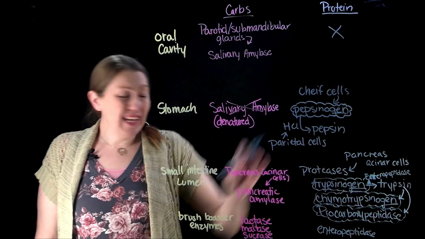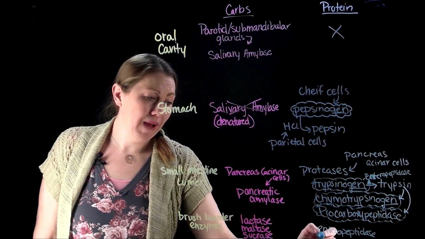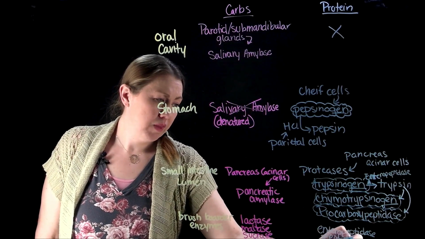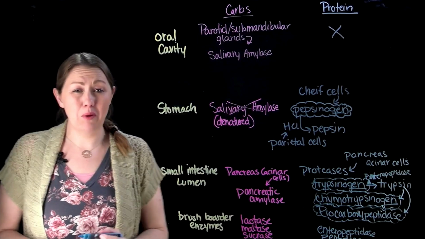Once we start getting down to small peptides, you've got to break the peptide bonds. And so we're going to use peptidases for that. And those are brush border enzymes. Again, you're going down to the final version. They're going to break it down into amino acids.